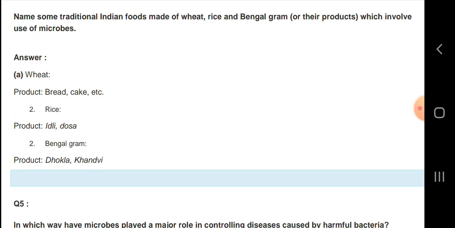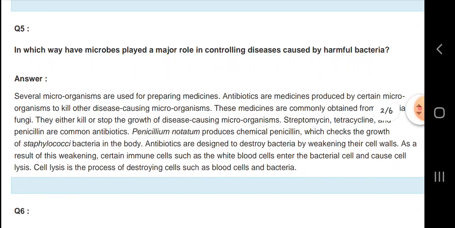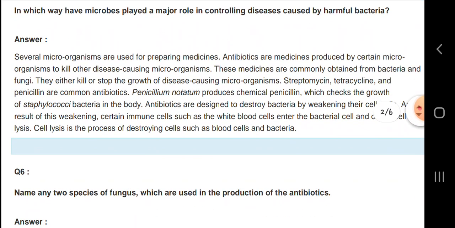Let's name some traditional Indian foods made of wheat, rice, and Bengal gram, which involve the use of microbes. Wheat gives bread and cake, rice gives idli and dosa, and Bengal gram gives dhokla and khandvi.